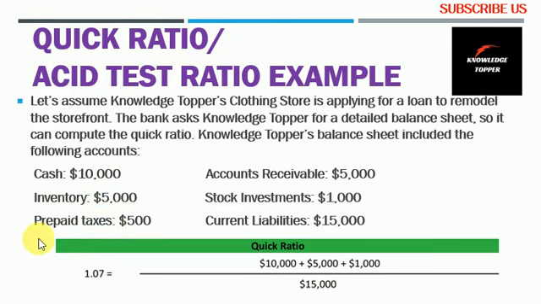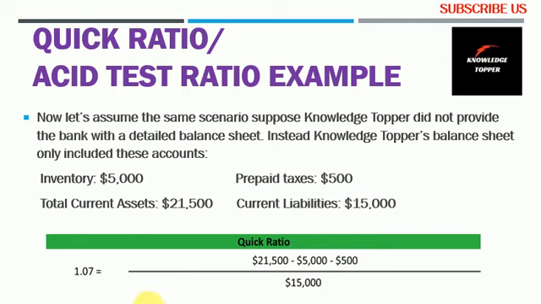Now let's assume the same scenario. Suppose Knowledge Topper did not provide the bank with detailed balance sheet information like this. Instead, Knowledge Topper's balance sheet only included these accounts, as you can see here. So now let's assume the same scenario here. We have inventory of $5,000, prepaid taxes of $500, total current assets of $21,500, and current liabilities of $15,000.